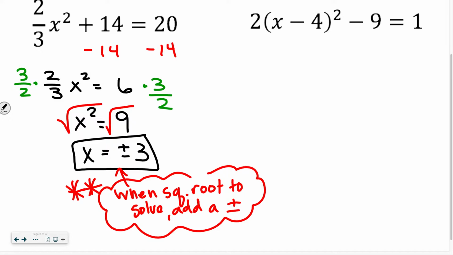So this is an example. How many solutions do you have? 2 solutions. And what would those solutions look like on your graph? They would be the x-intercepts.